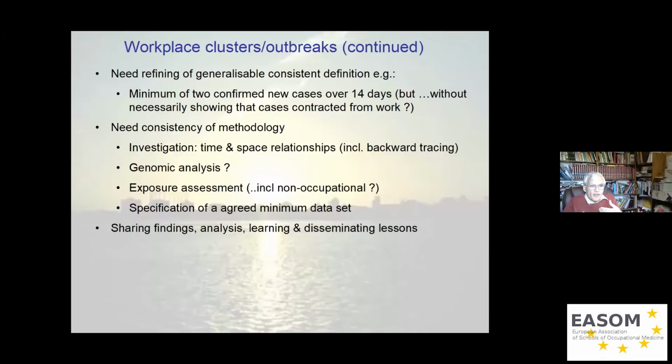You need backward tracing. Genomic analysis would be ideal because in some instances it can be almost conclusive proof. In many instances it doesn't help. How do you assess exposure? How do you take non-occupational exposure into account? It's all quite a difficult issue.